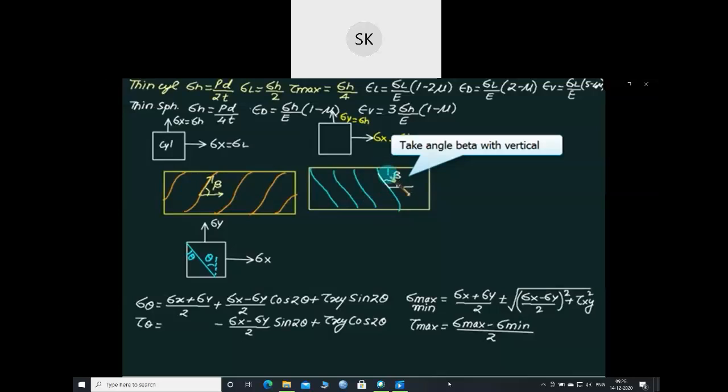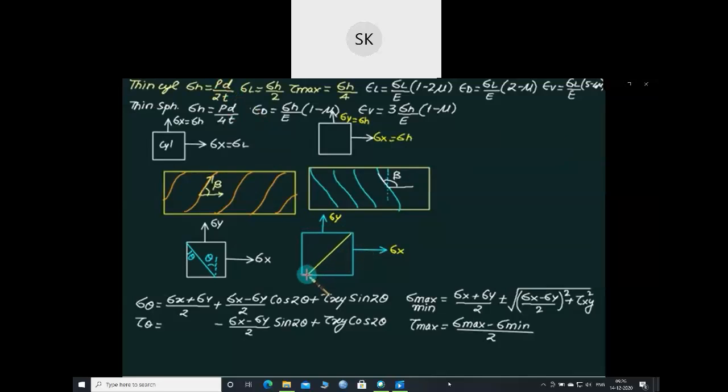So this angle will be like this. This one is sigma x and this one is sigma y. And this time we are drawing the plane with reference to this, either here or here, somewhere here. Suppose this angle is beta. In this situation, you have to replace your theta by beta plus 90.